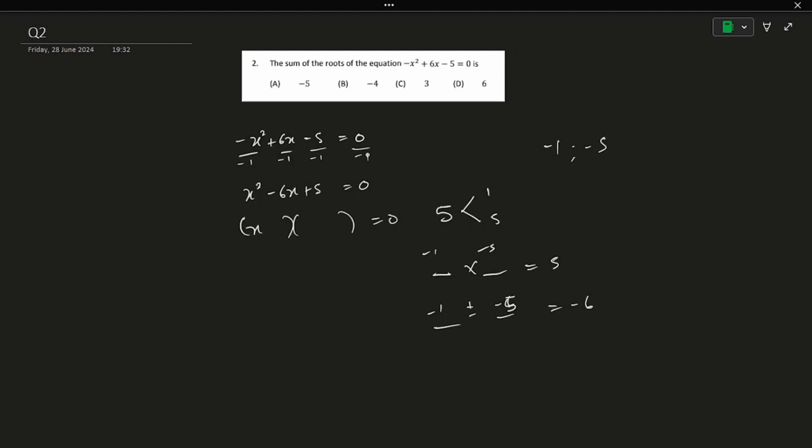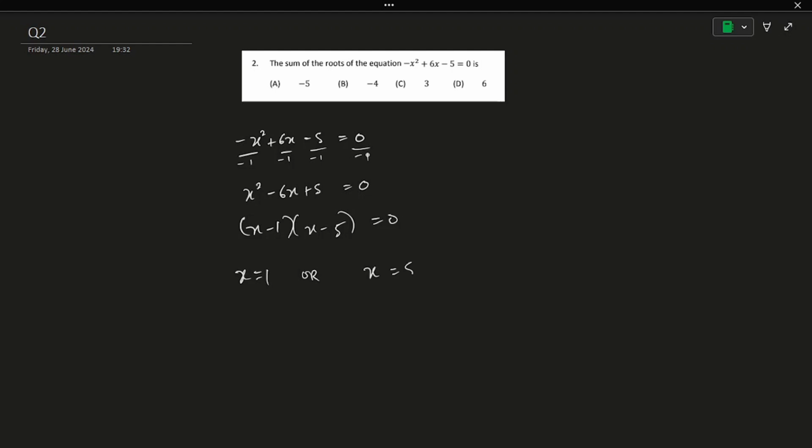So we can say (x minus 1)(x minus 5). Now we know that x is supposed to be 1, or x is supposed to be 5. They say the sum of the roots of the equation, so let's find the sum. The sum is 1 plus 5, which is 6, and 6 is D in this case.